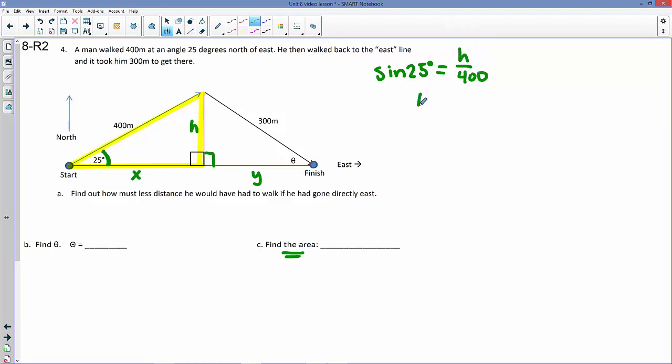169, so H is equal to 169.05. 169.05. You may want to write it sideways. You don't have to. It's kind of difficult.